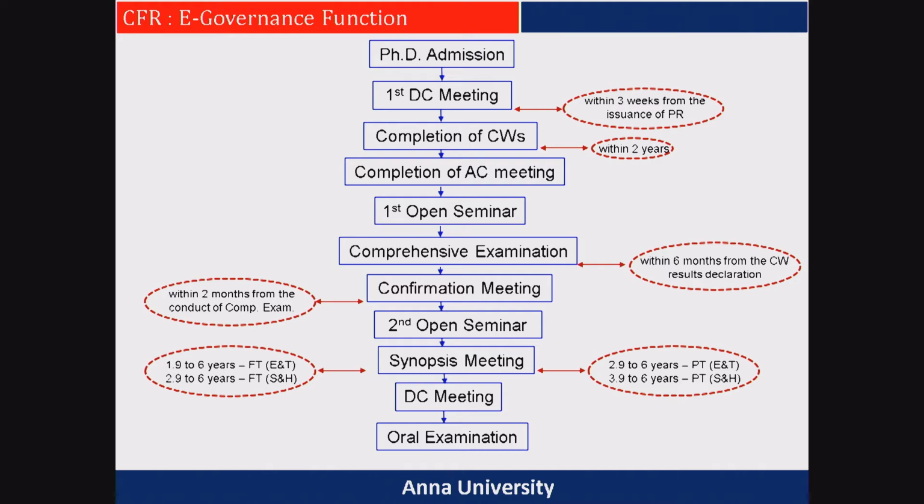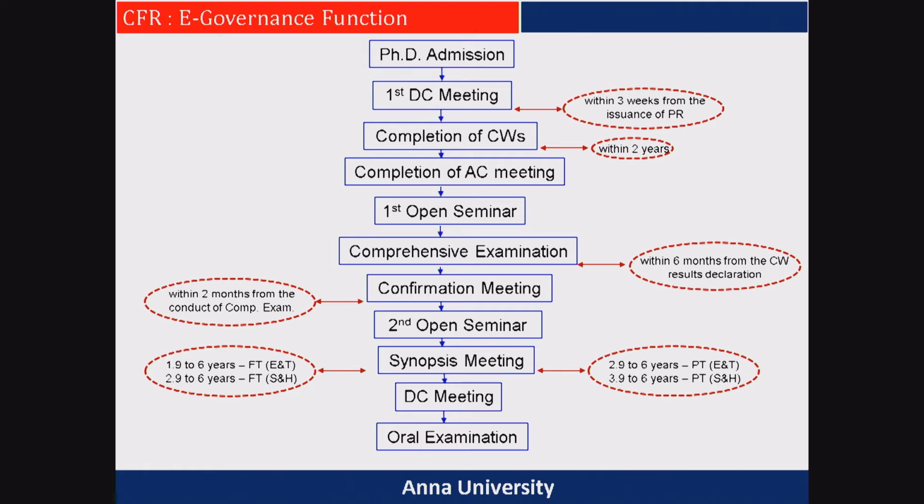Well, there is a norm. After the completion of 1.9 years, you are eligible to conduct or submit the synopsis, provided you must have 2 published articles. So the PhD is 1.9 years for a full-time scholar from the background of engineering and technology, E&T.